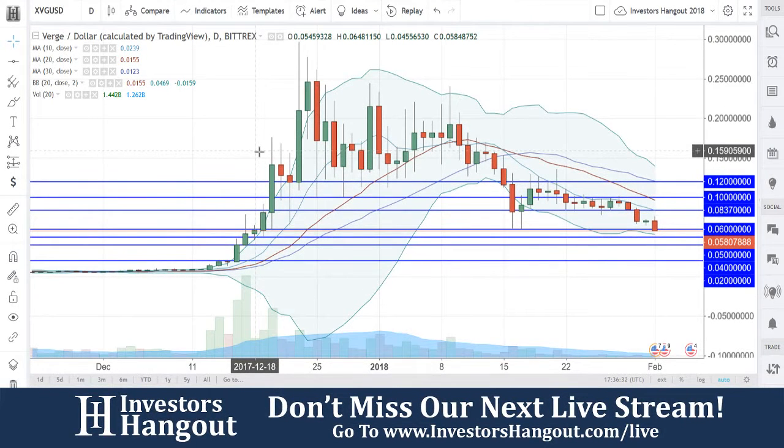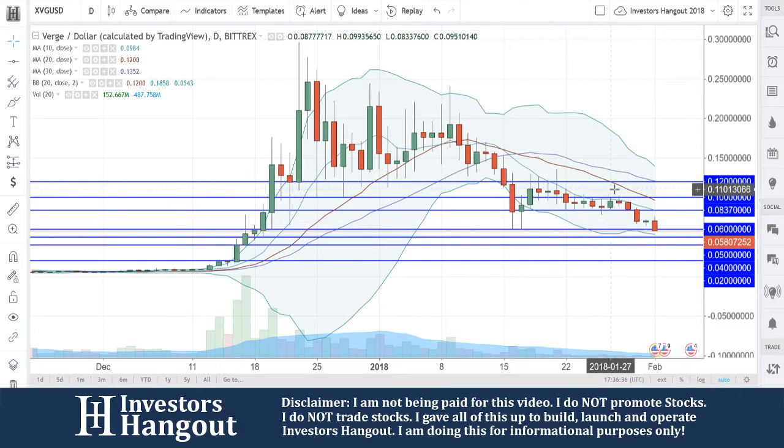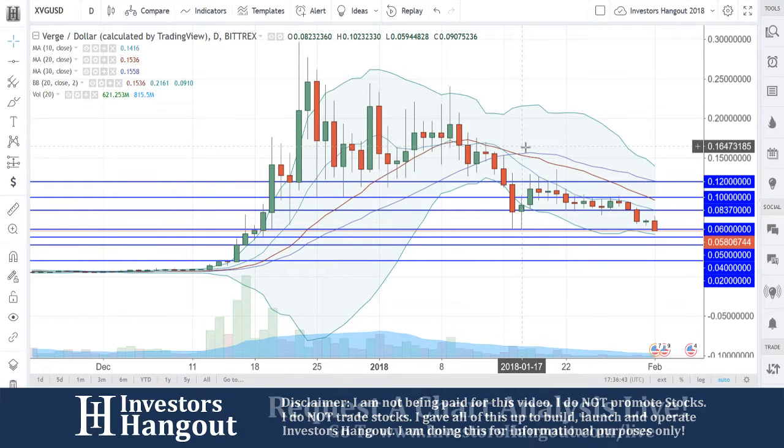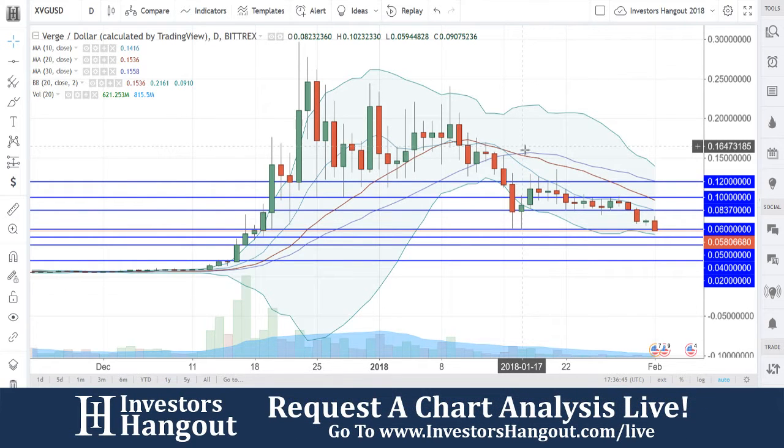Taking a look at XVG USD right now, currently trading at 0.0580. We're going to keep those numbers rounded up to make it a little bit easier. Breaking through that 0.06 support level, even tested over here on January 16th and 17th, but did get a bounce off of there. Pretty nice. Coming up to that 10-day simple moving average, just pushing it down.